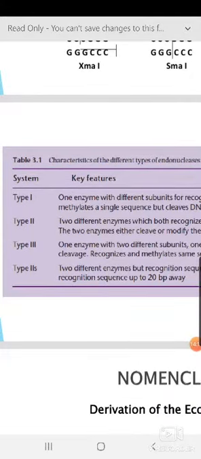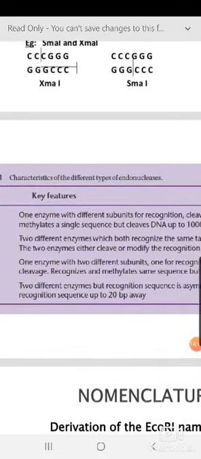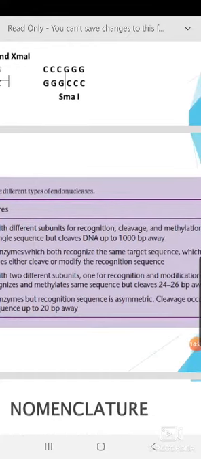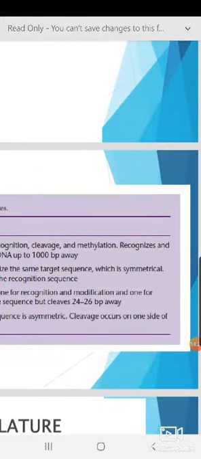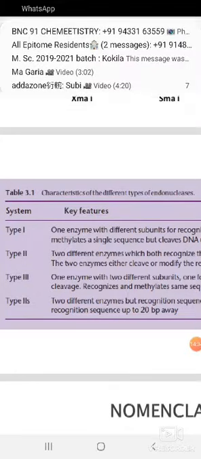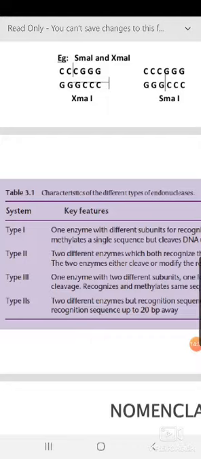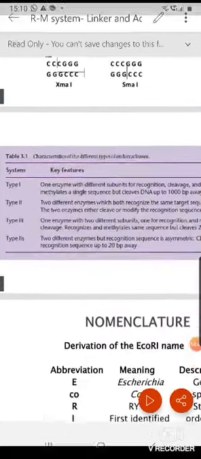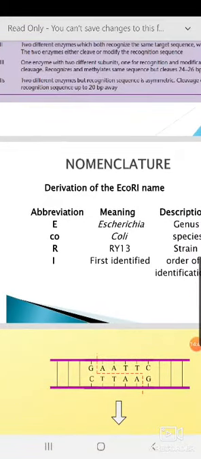Now type 2S, this is also pretty similar to type 2. It is two different enzymes but the recognition sequence is asymmetric, not symmetric, not palindromic. So only type 2 has a symmetric sequence. Cleavage occurs on one side of the recognition sequence up to 20 base pair away. So out of these four, we have found that only type 2 is very much useful for recombinant DNA manipulation purposes.